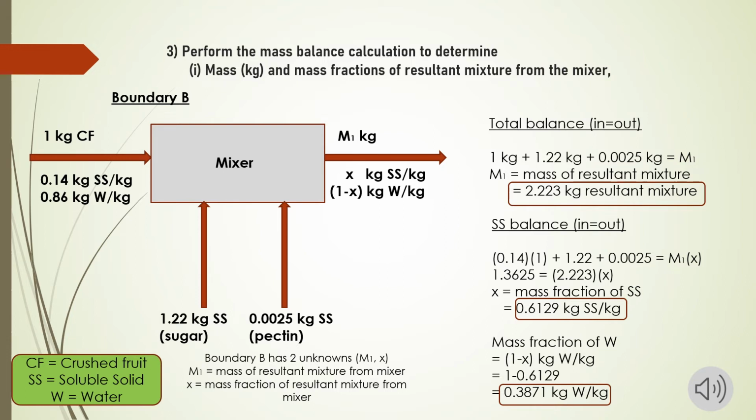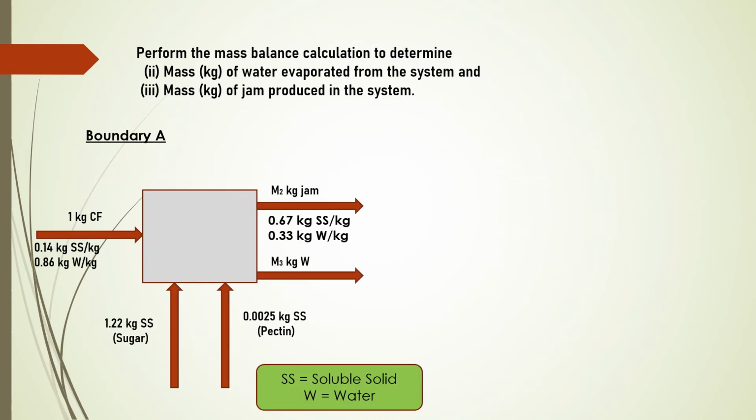And last but not least, to find the value of the other mass fraction, in this case, mass fraction of water, we need to use the equation 1 minus X. So 1 minus 0.6129 will be equal to 0.3871 kg water per kg.